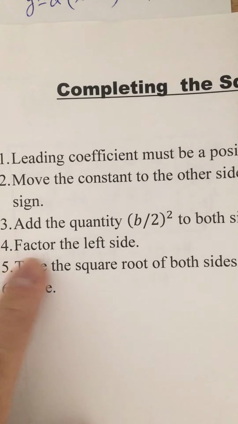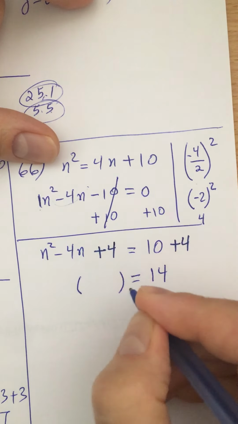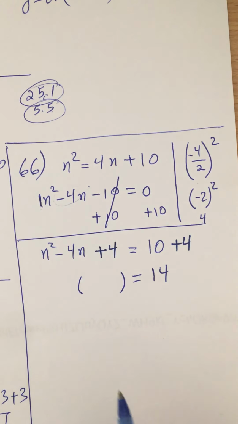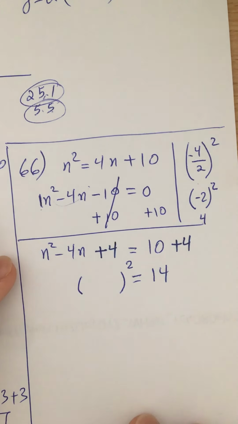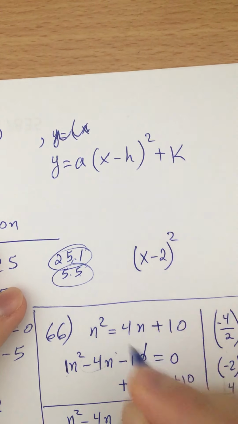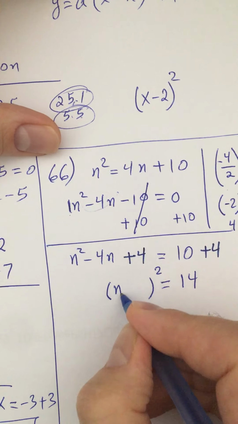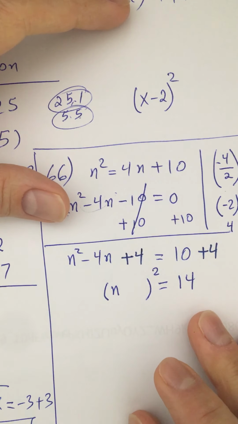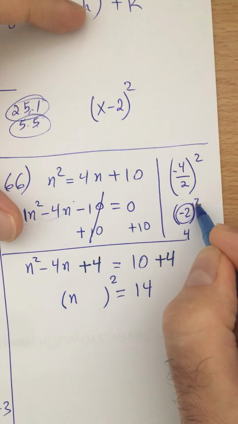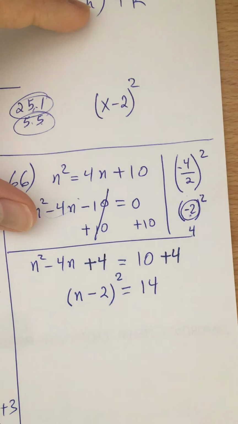Next step, factor the left side. I give you a shortcut. The whole thing is called completing the square. That means the left side will become a perfect square. When you have a perfect square, you can show it as a parenthesis to the second power. A perfect square means, for example, you have x minus 2 to the second power, like that. So you put your variable, and then whatever number you got when you were calculating that quantity before squaring it, you put it right there. So it was negative 2.